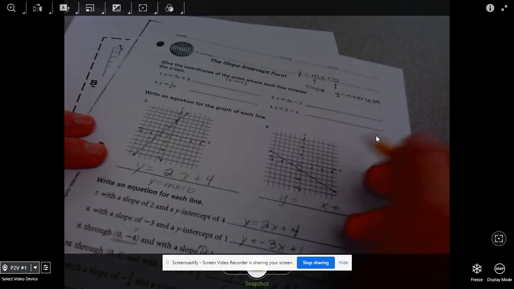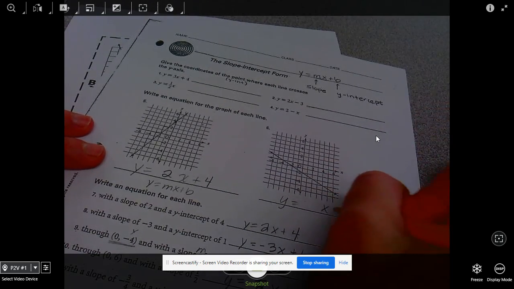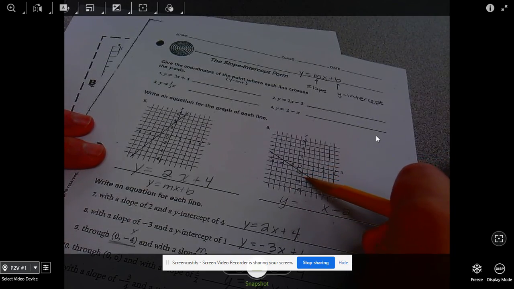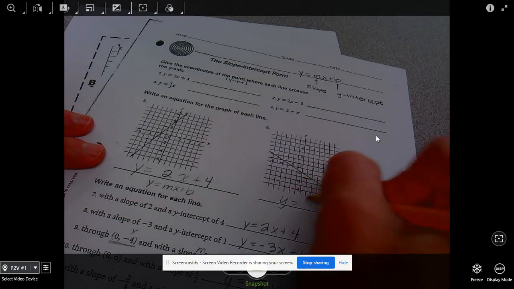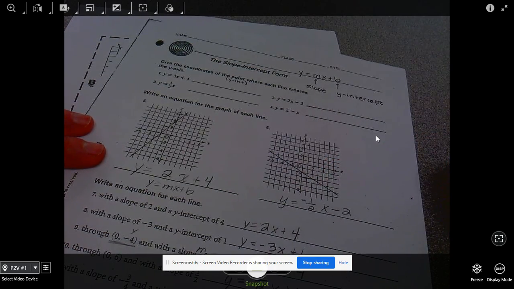Over here, you started at -2. So we won't write plus. It's a -2. And you went down 1 and to the right 2. So those are your equations.